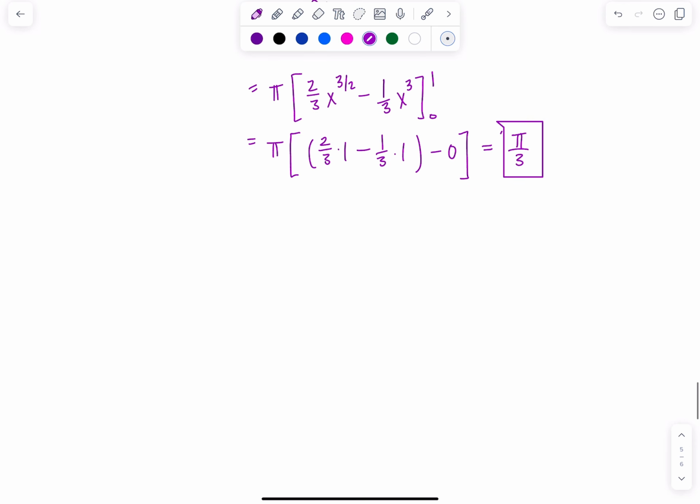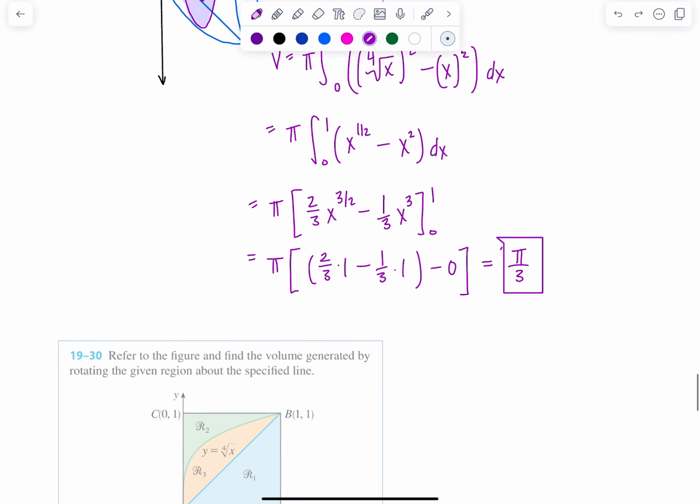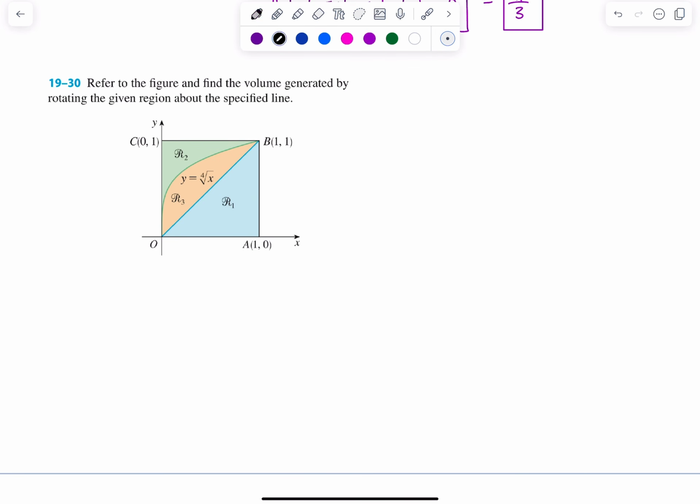We're going to take, oh, it still wants to paste that guy. Okay, drag with me. Come on down, come on down. We're going to take region 3 and spin it about AB. So region 3 is right here, and we're going to spin it around x equals 1.